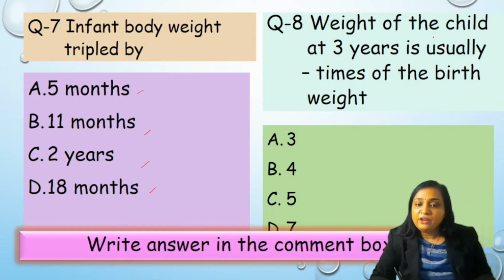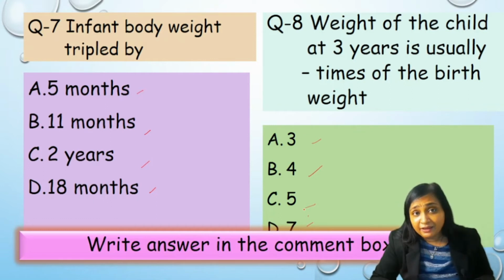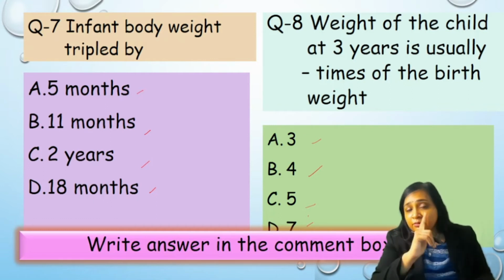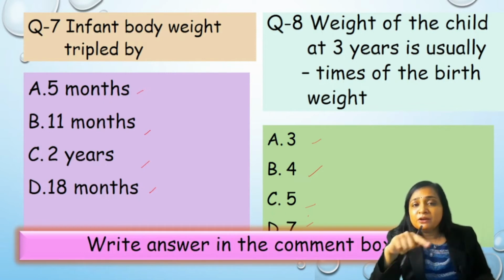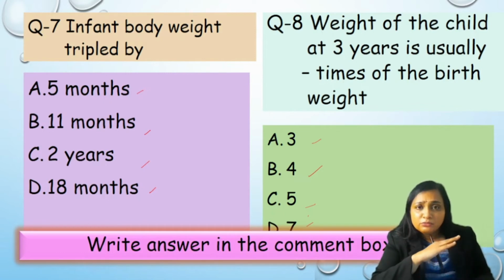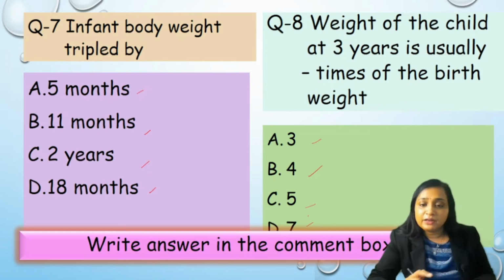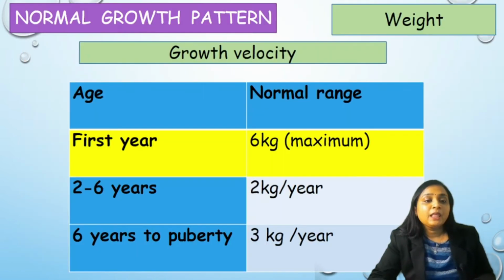Question number 8. Weight of the child at 3 years is usually this many times of birth weight. A 3, B 4, C 5, D 7. It's just a math game. If you remember the one slide, you will be able to answer the question with no doubts. Confidently you can attempt all these questions.